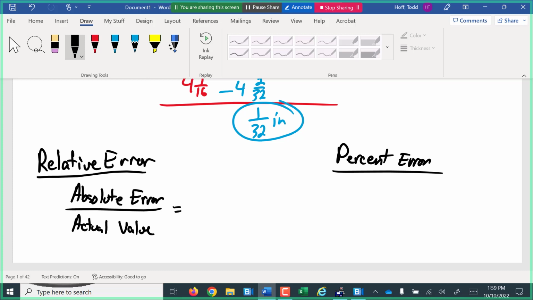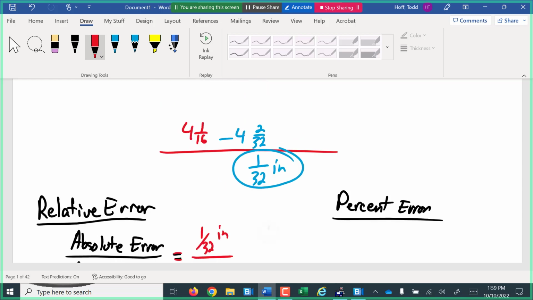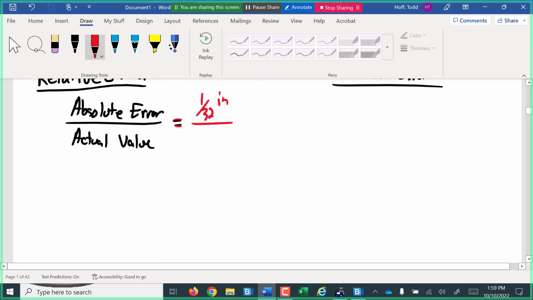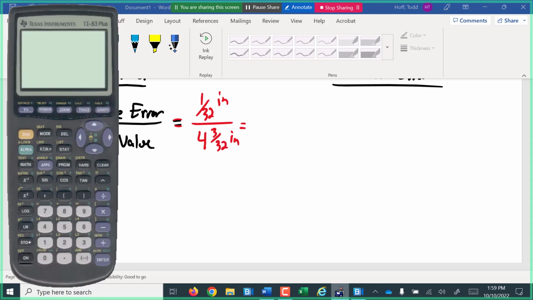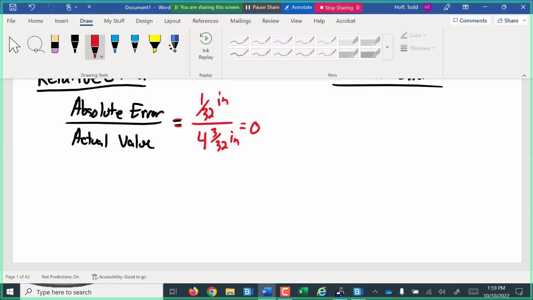So for this example here, the absolute error is 1/32 of an inch divided by the actual value of 4 3/32 of an inch, which will divide out to 0.00763. That is my relative error.